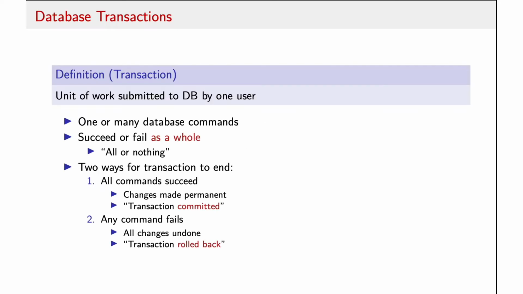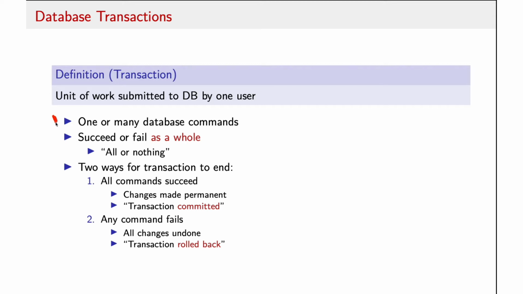Let's take a little time to talk about SQL transactions. So a transaction, kind of by definition, is a unit of work submitted to the database by a particular user. It could be a particular application. And by unit of work, we're thinking about something larger than individual database SQL statements. So a collection of such statements that we want to be completed as a unit.